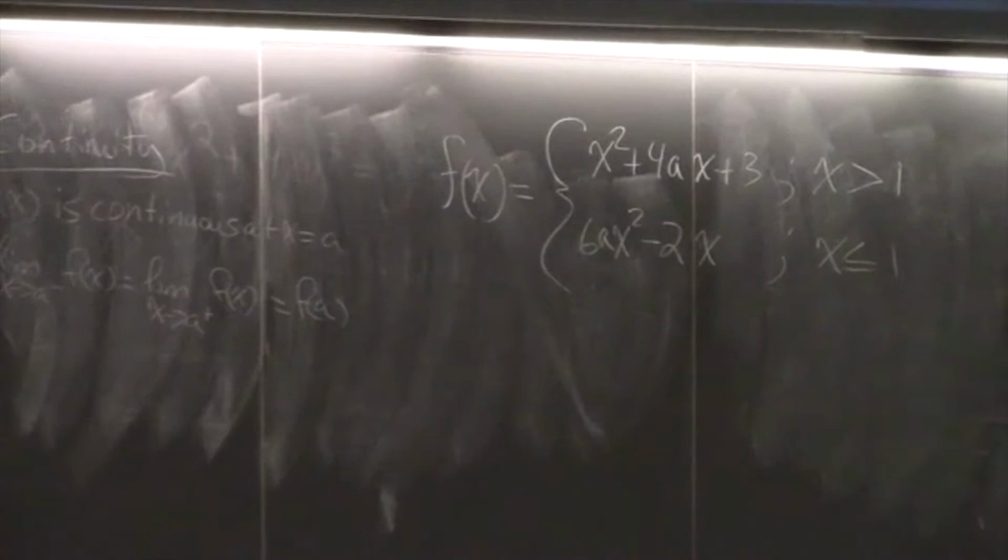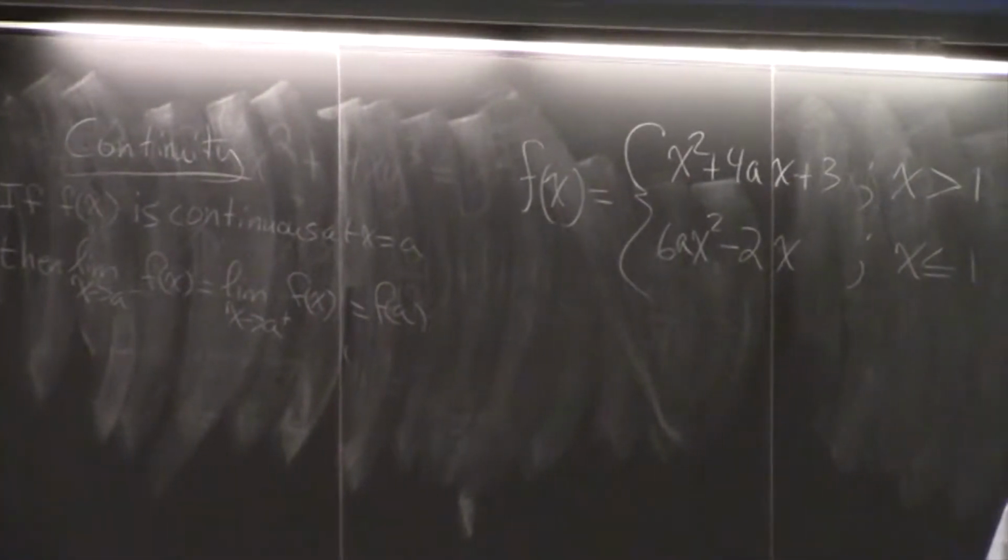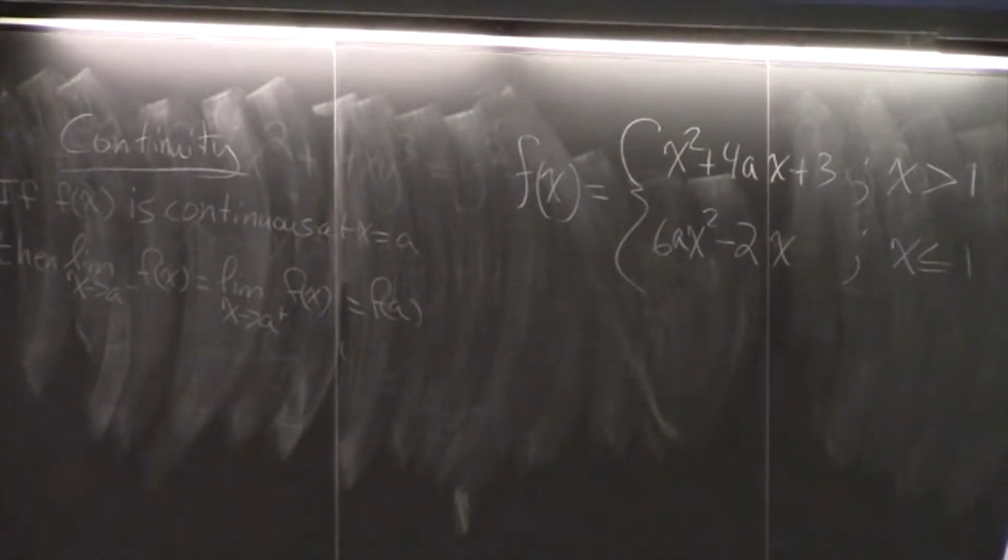All right, find the value of a that makes that function continuous at x equals 1. This is not a hard problem. You've just forgotten what to do. Okay, that's why we're doing review. How do you do this?